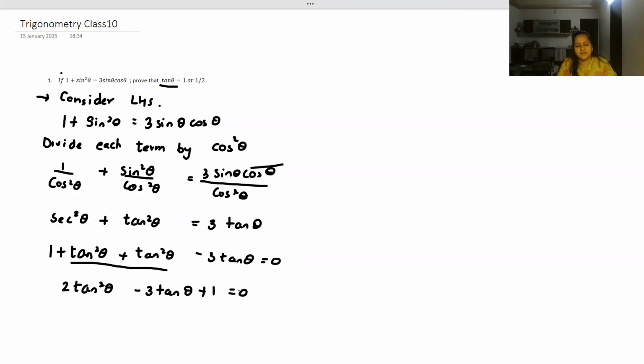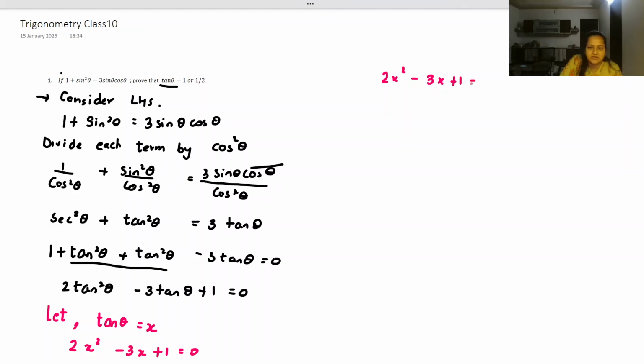This is of the form of a quadratic equation. For our ease, let us represent tan theta as x. So this equation now changes to 2x square minus 3x plus 1 equal to 0, which is evidently a quadratic equation. And if we go to solve this further, we are going to get what? 2x square, I'll just rewrite it, minus 3x plus 1 equal to 0.